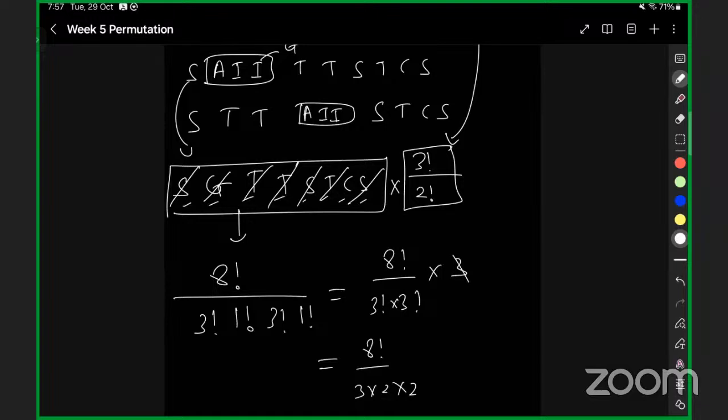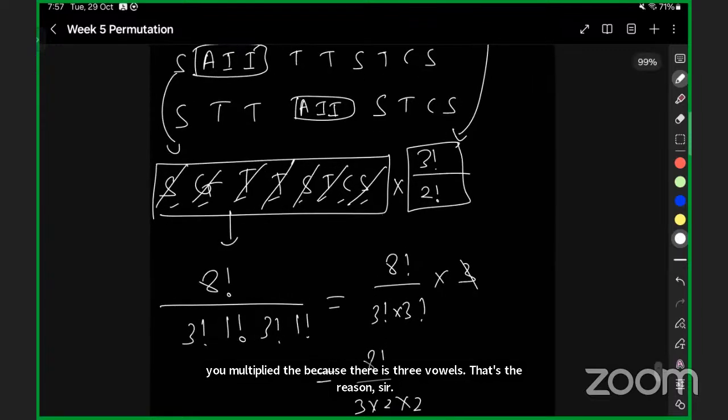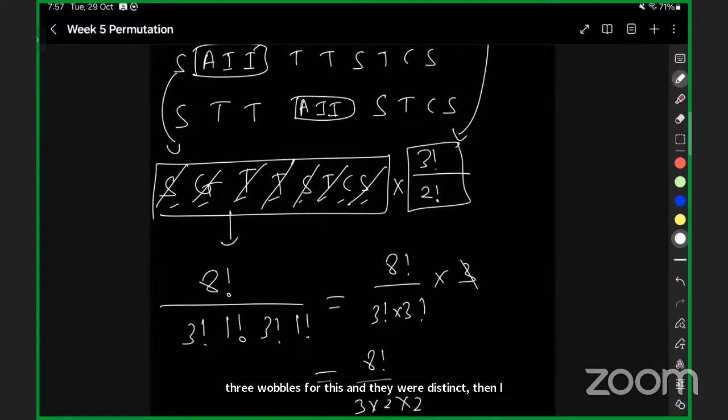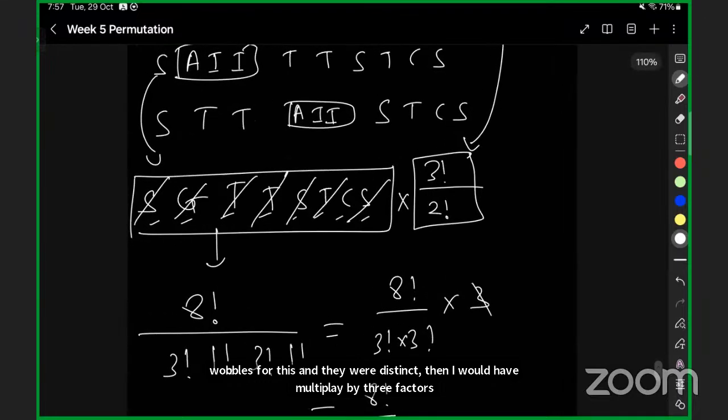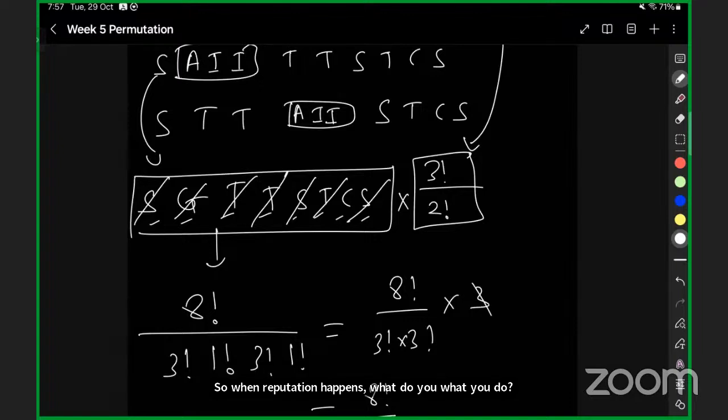So you multiplied by 3 because there are 3 vowels, that's the reason, sir. No, not that. See, if three vowels were there and they were distinct, then I would have multiplied by 3 factorial, that is 6. But I did by 2 because I is repeating again, right? So when repetition happens, what do you do? You divide. Thank you, sir. Sir, once again say why you multiplied with 3.